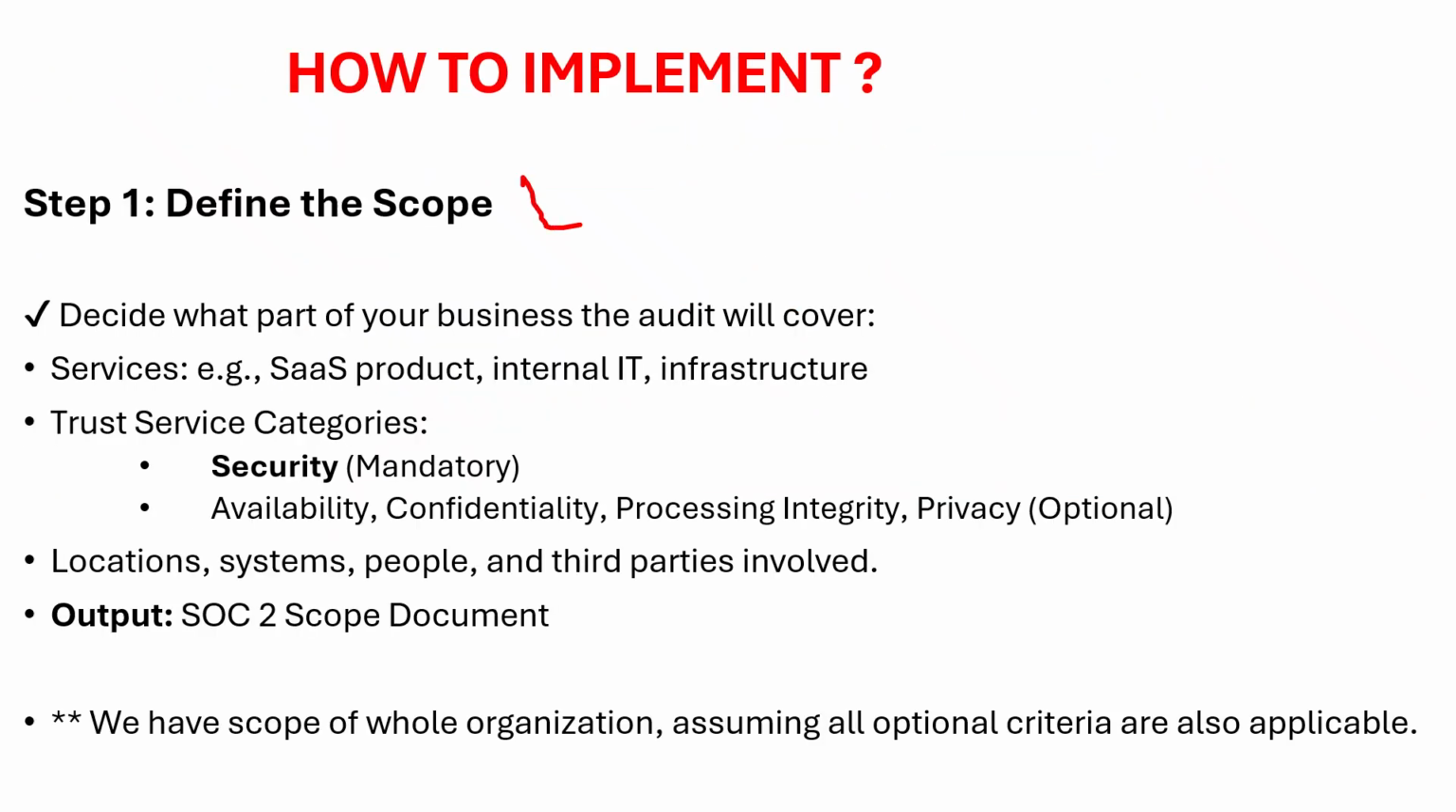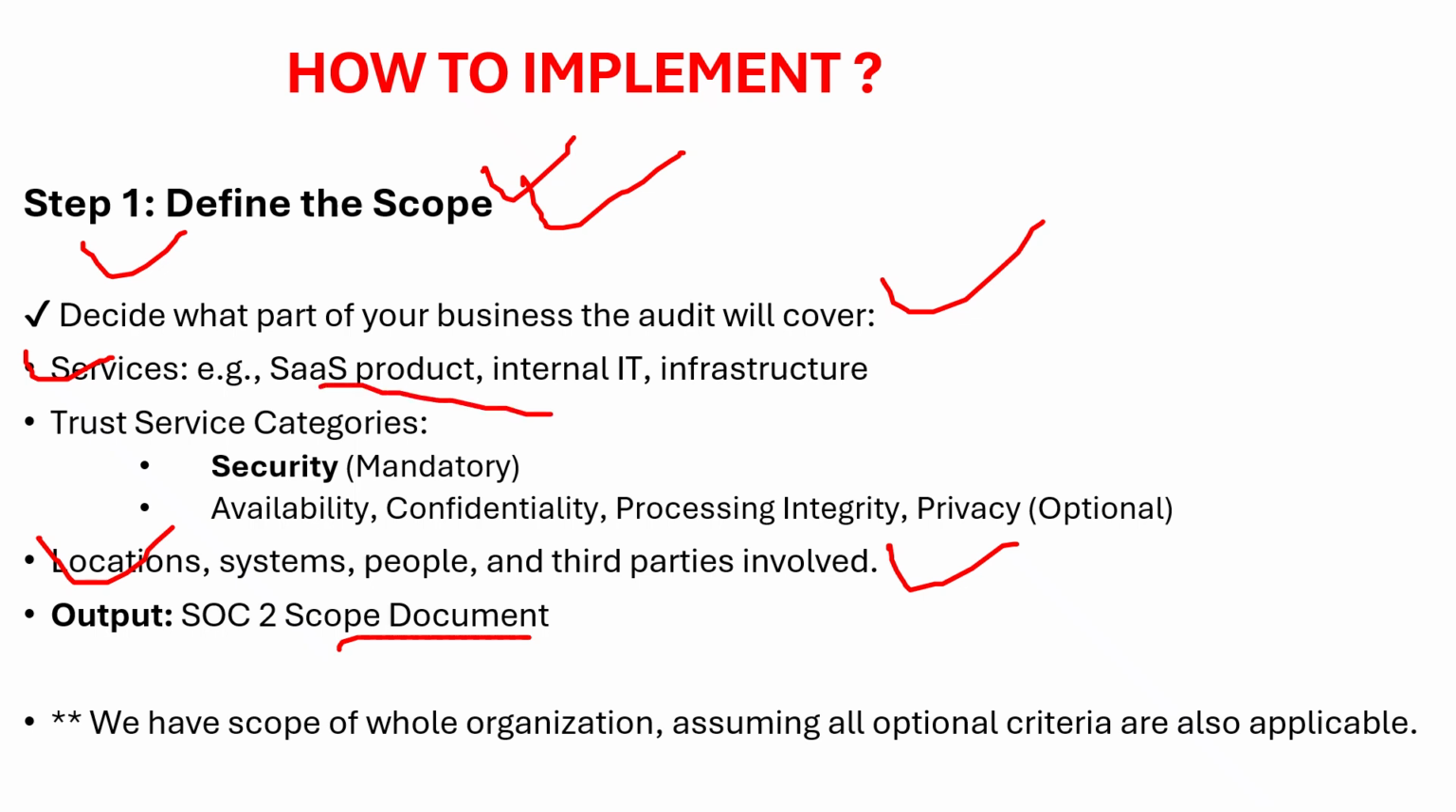First, you need to define the scope. What is scope? Scope is a document where details of the covered services are mentioned, where location, systems, people, and third parties are involved, right? What is the purpose of storing the data, and all these details come under the scope. That means what services come into the picture is completely defined in the scope part. So here, decide what part of your business the audit will cover, and these are the services most probably.